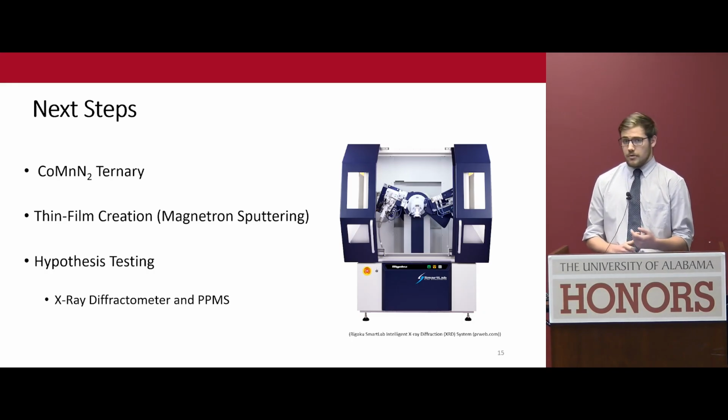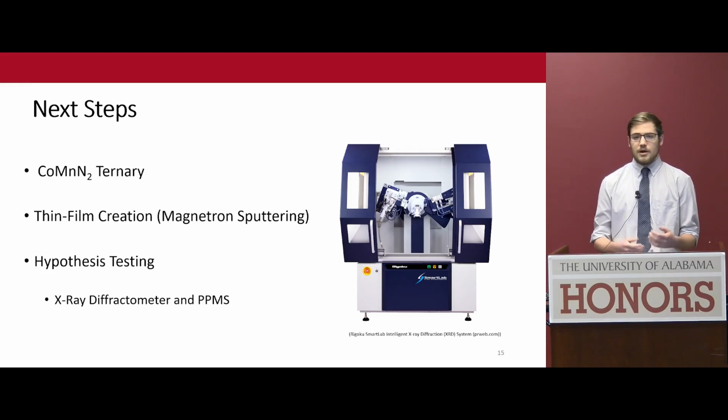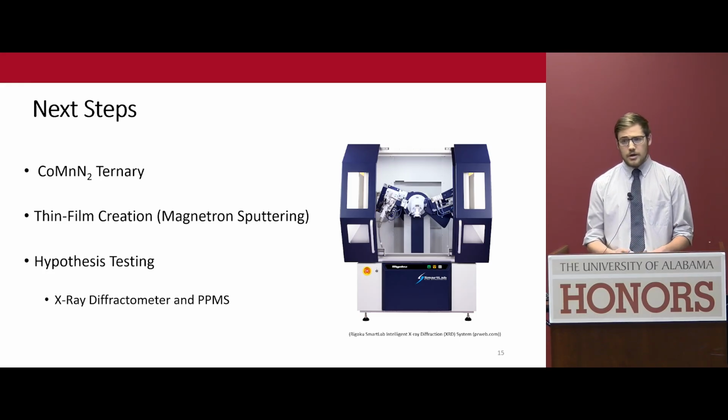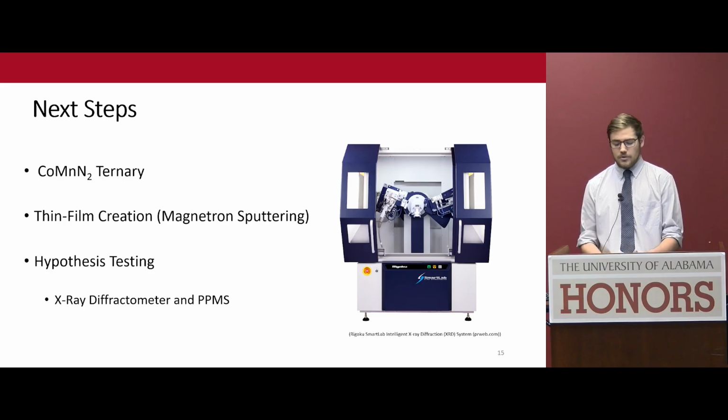We're also interested in this ternary compound, cobalt manganese nitride, which can be thought of as an alloy of cobalt nitride and manganese nitride, and we want to see if it has different properties from what we would expect the constituent binaries to have.